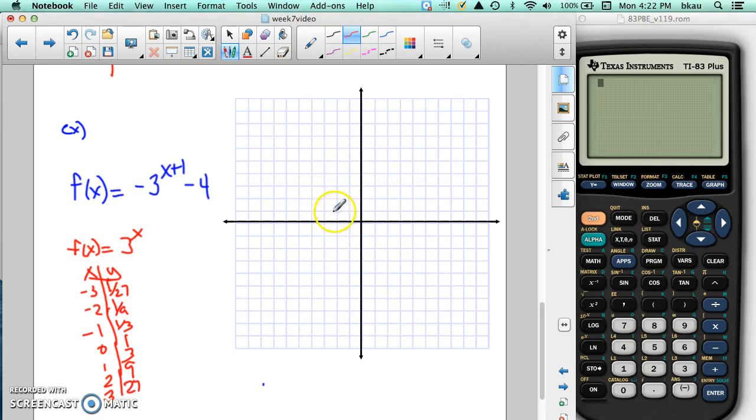All right, so this one, since it's 3, gets closer to the axis quicker. 1 over 27, that's really close to the axis. 1/9, that's still really close to the axis. 1/3, that's not even up to a half yet. We go through 1. We go through 3 here. We go through 9, so that's here, and then we can't get to 27 on our graph.